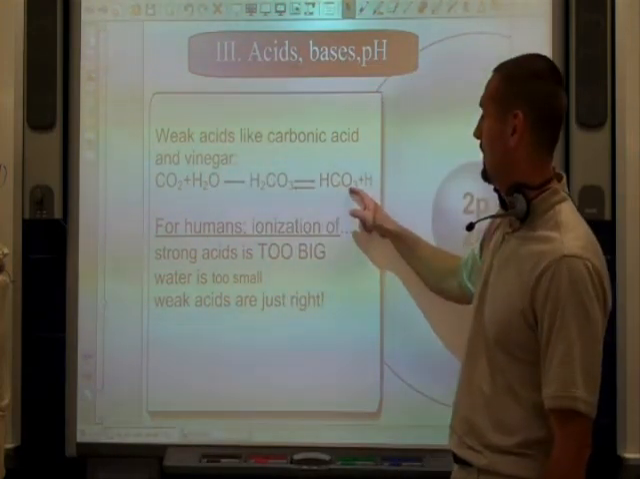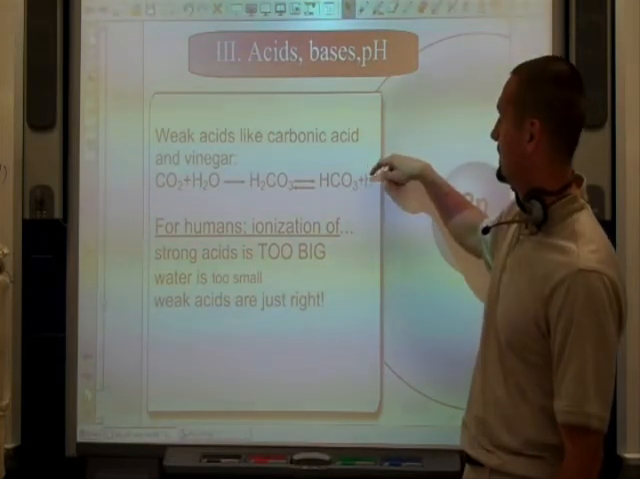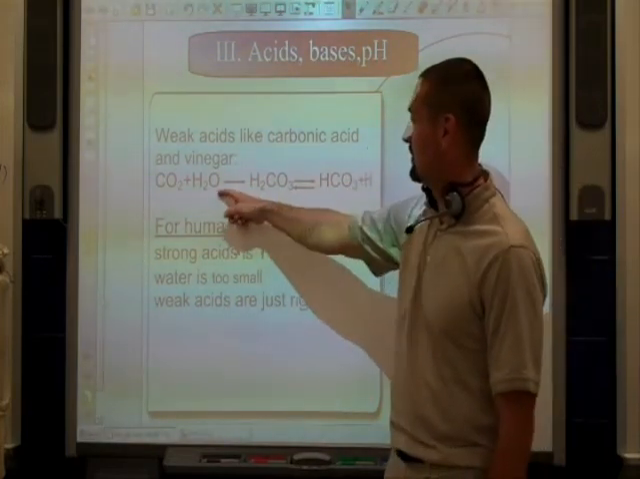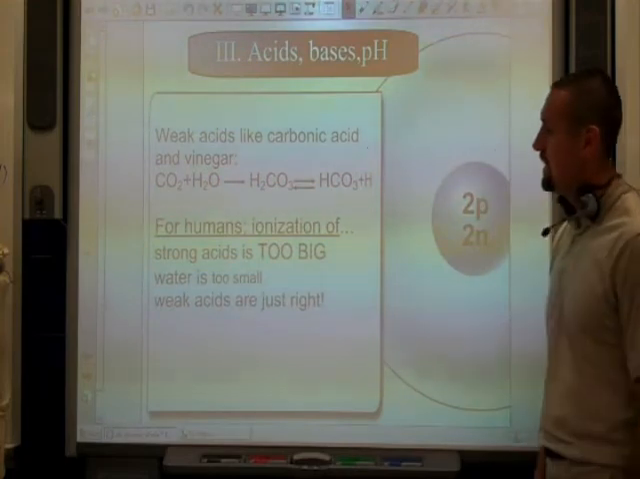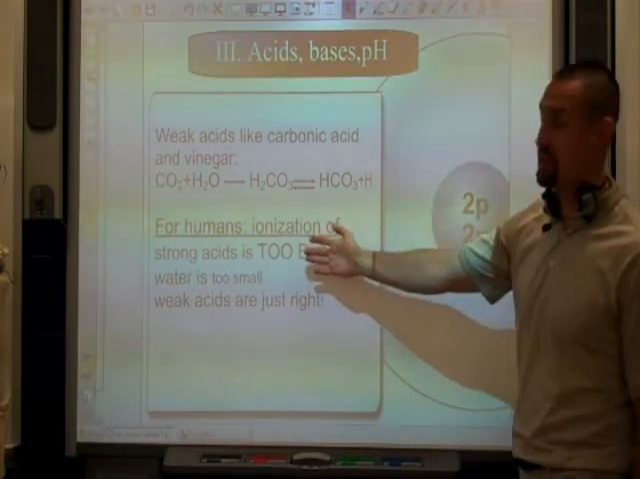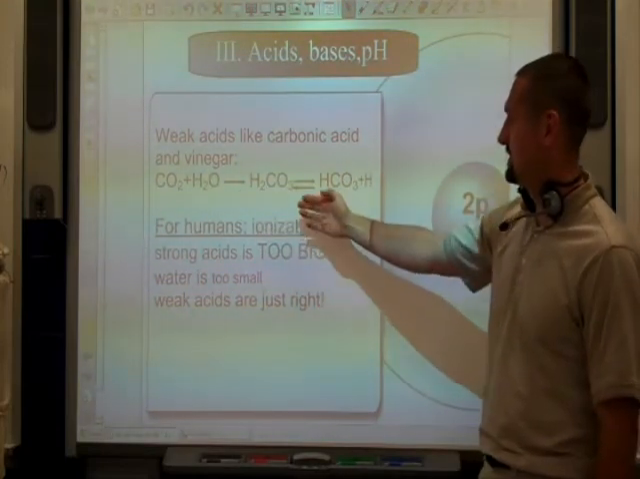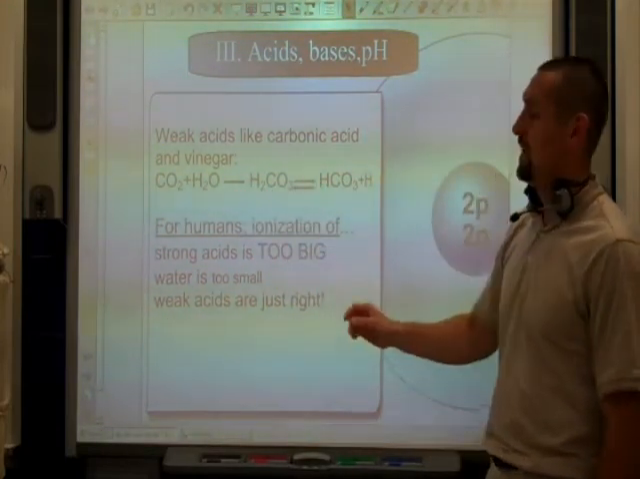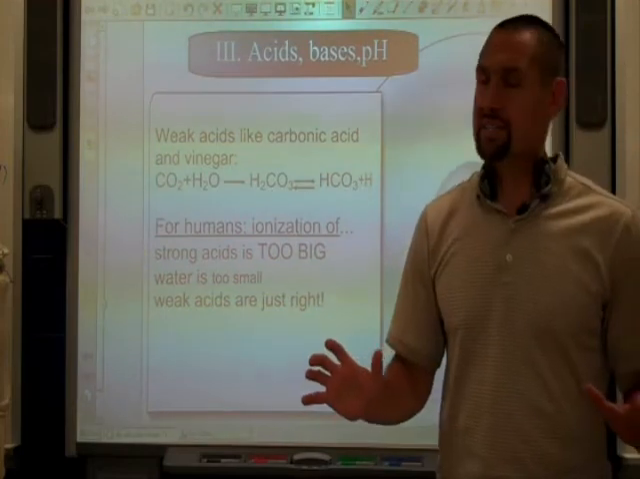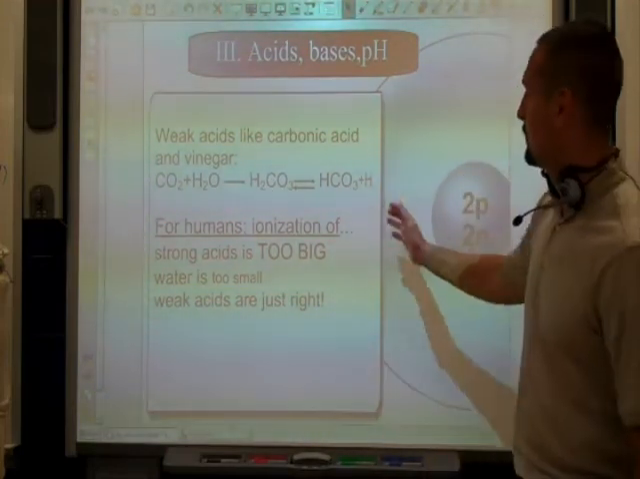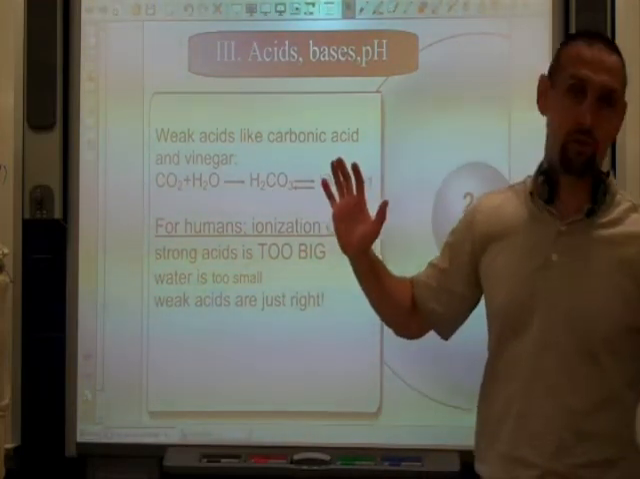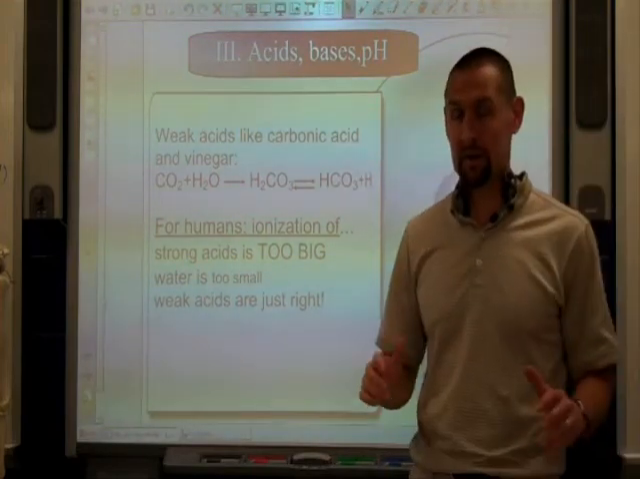We have loss of carbonic acid, it goes this way. We lose hydrogens, now it goes the opposite direction. So we can ionize; in other words, we can turn some of these compounds into ions. If we have strong acids, it's too big. We can't handle it. There's too much hydrogen. It's too strong for our body. It begins to destroy our body.